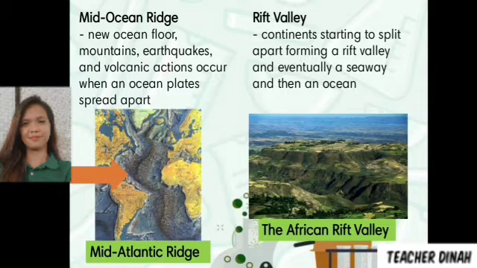Next is the Rift Valley. Continents starting to split apart, forming a rift valley and eventually a seaway and then an ocean. So an example here is the African Rift Valley.